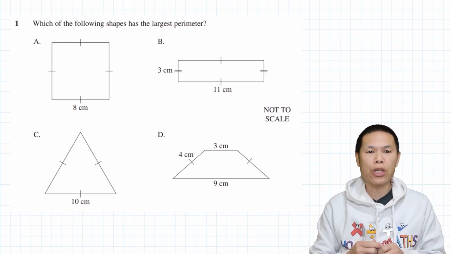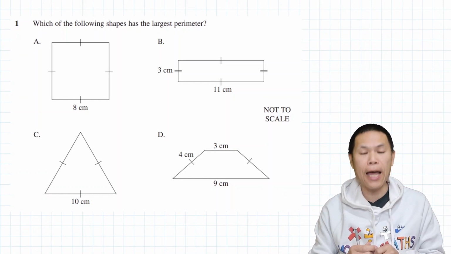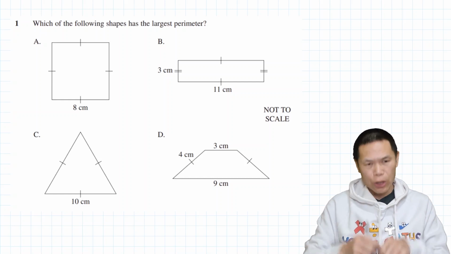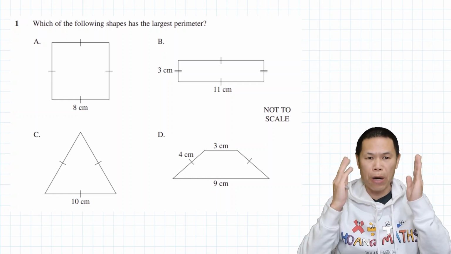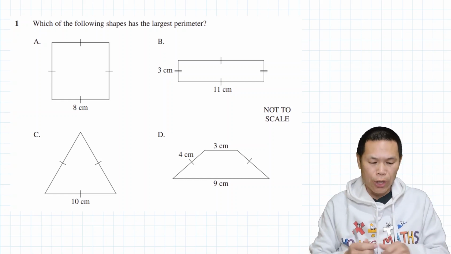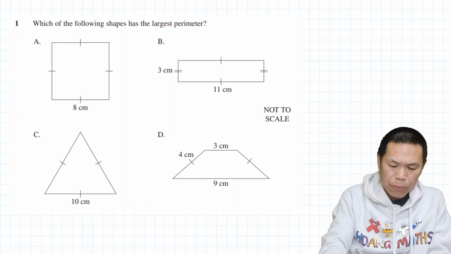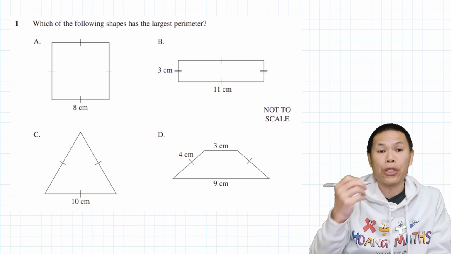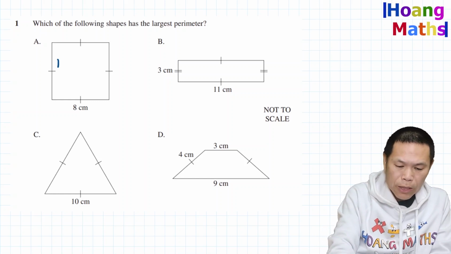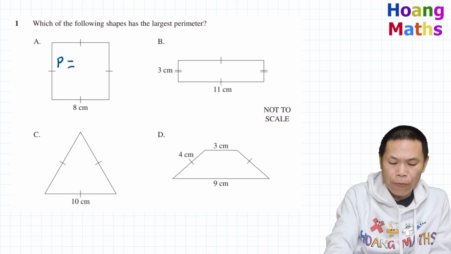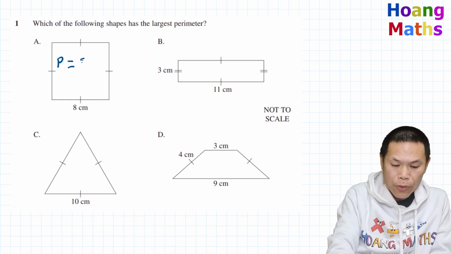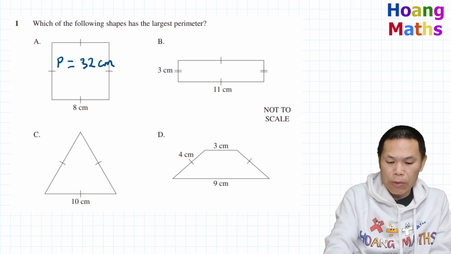First one, which of the following shapes has the largest perimeter? To work it out, we just need to work out the perimeter of each of them. So for the first one, option A, we have 8 centimeters for each side. So the perimeter of this is 8 times 4. So that will give me 32 centimeters.